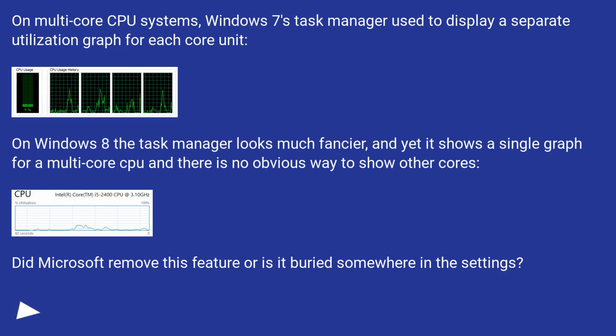On Windows 8, the Task Manager looks much fancier, and yet it shows a single graph for a multi-core CPU and there is no obvious way to show other cores. Did Microsoft remove this feature or is it buried somewhere in the settings?